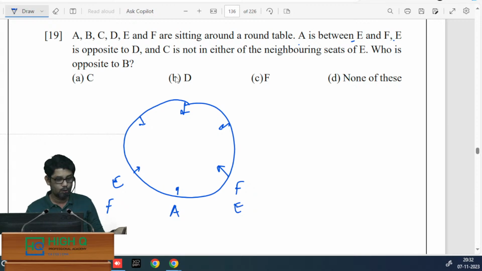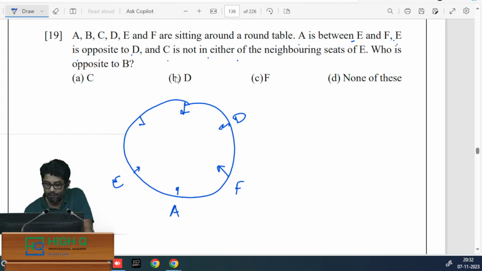Yes, you can have it. No problem. Next. E is opposite of D. For example, I am taking this one. Let me check. E is opposite of D. So D has to be here. And C is not in either of the neighboring seats of E. So C cannot be here. So C has to be here only. So who is pending? B is pending. Can I make the arrangement of B here? Now what is the question? Who is opposite to B? F. Option C.